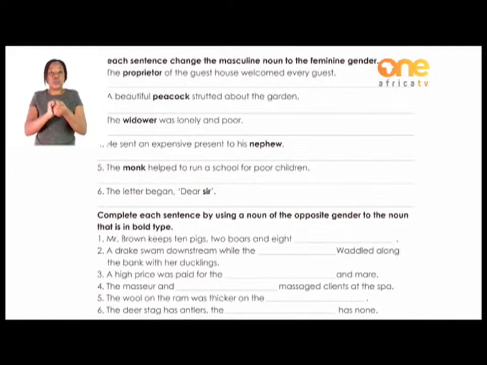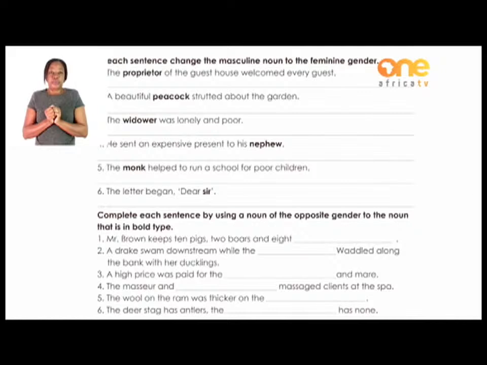So you do the second one as well. A beautiful peacock strutted about the garden. Now I want you to change peacock. Peacock is a masculine, is a male side. What about if it was a female? You change that word. You are going to rewrite that sentence in the line given there. You will say a beautiful peahen strutted about the garden. So now do the rest as well by changing the bold words.